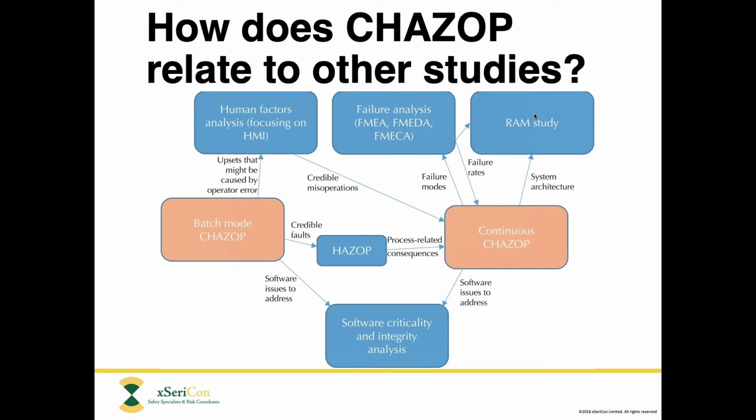So therefore, I think that we need to do a bit of CHAZOP before we do the HAZOP study, and that would be specifically to identify failures in the batch control system. And then after we complete the HAZOP, we can do what you might call the full CHAZOP study.